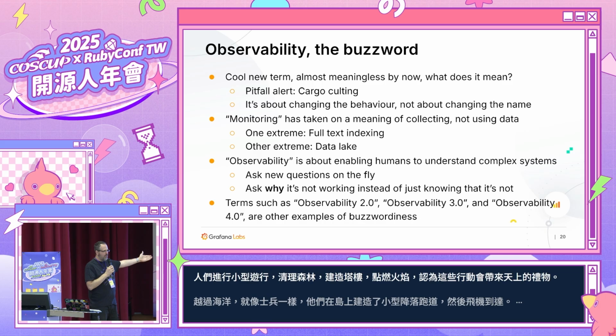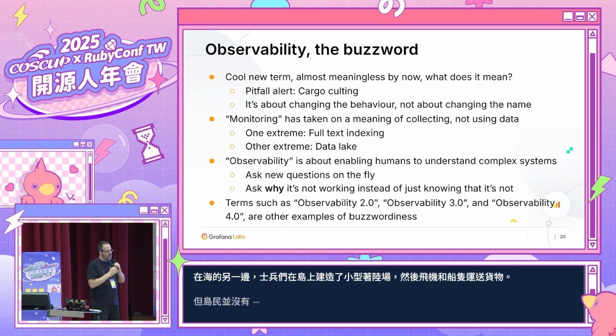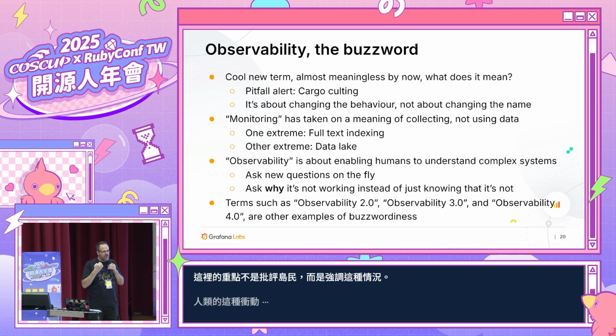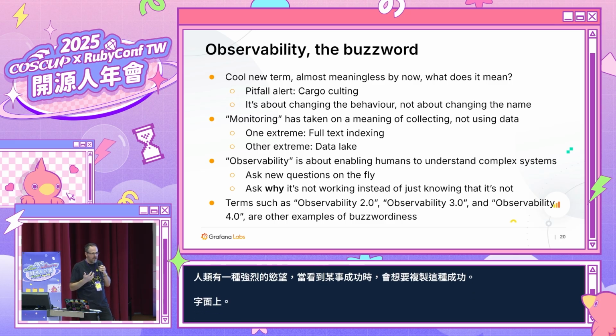They observed behavior, and they observed results, and everything in between they made up as well as they could. So the point here is not to throw shade on the islanders. The point is this urge in humans: when they see something work and see success, there's a very deep urge to replicate the success. I mean, literally, this is part of why we are here, to replicate all of the success of open source and make it even bigger. So this is really built into humans.